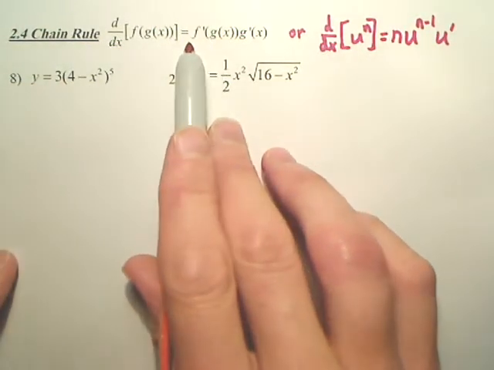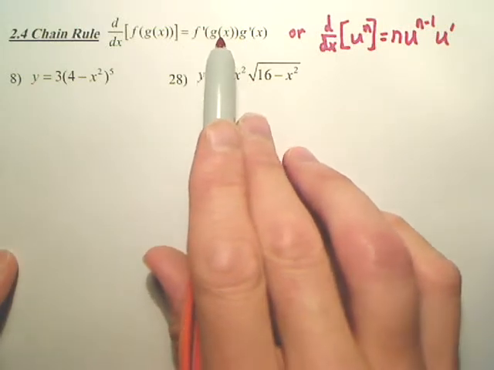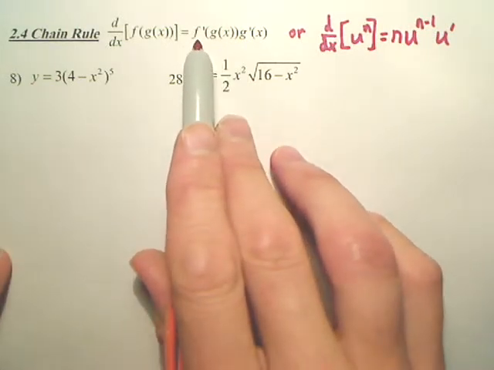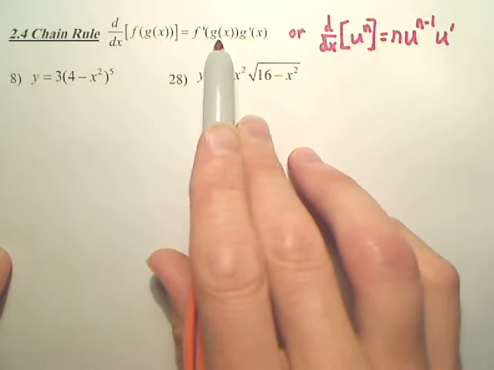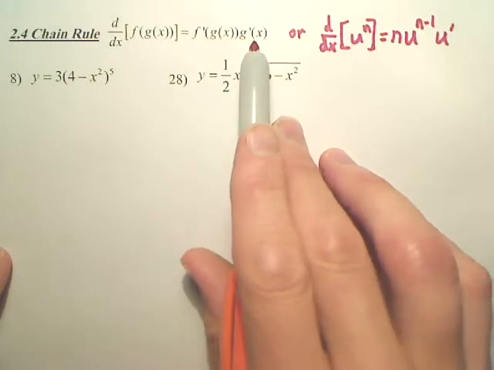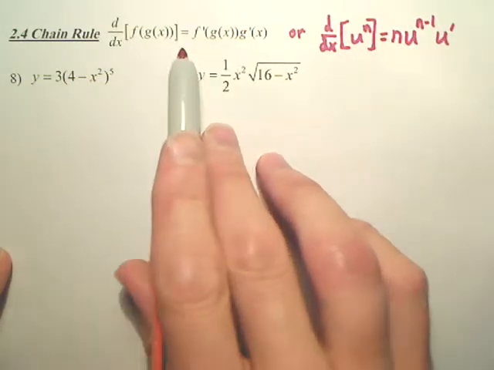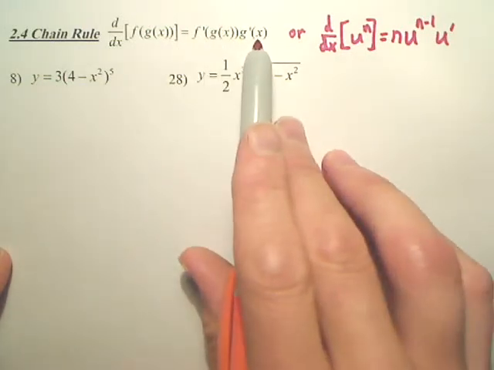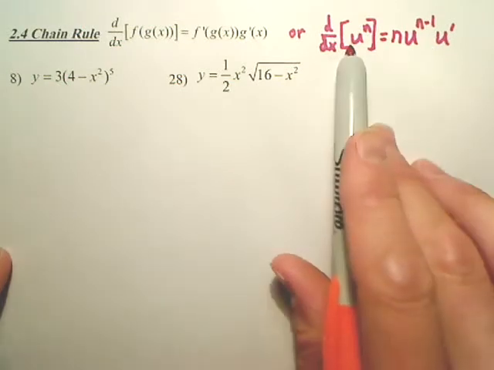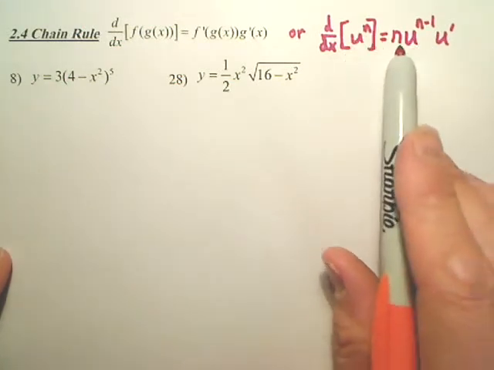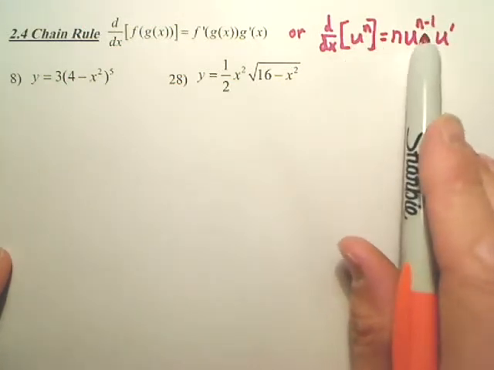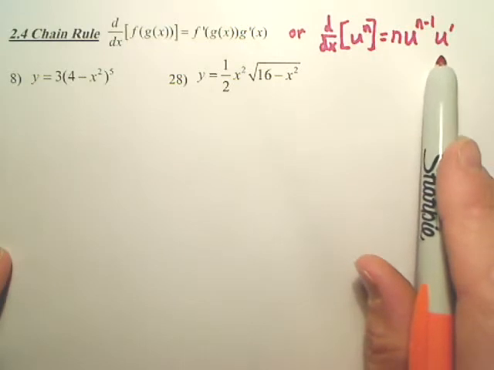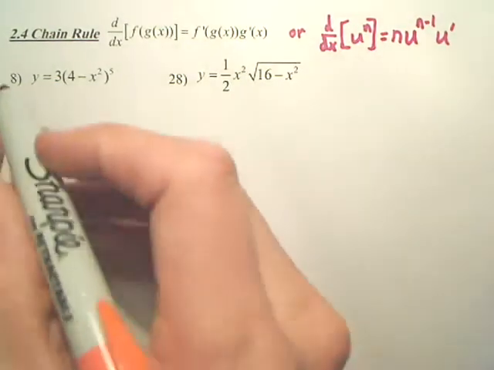The basic idea is you derive the outside, leave the inside, and then derive the inside. That's what that's saying. You're deriving f, which is the outside, leaving g, and then you derive the inside. That's what this is saying too. u to the n, you derive u. That's normal, right? Except at the end, you derive the inside as well and multiply by it. That's the chain rule. It takes some practice.